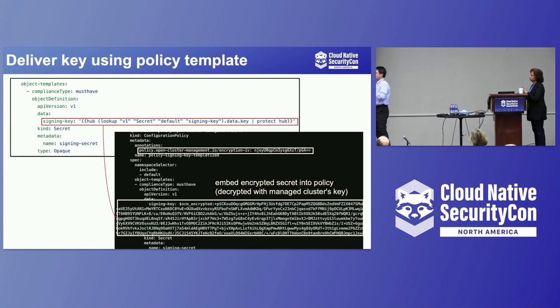So this policy is delivered to the target cluster, but the policy itself doesn't leak the secret because this is encrypted. Then when this encrypted policy goes to the managed cluster, this part is decrypted by using the common shared secret key on the managed cluster side. So that's the mechanism of deploying.